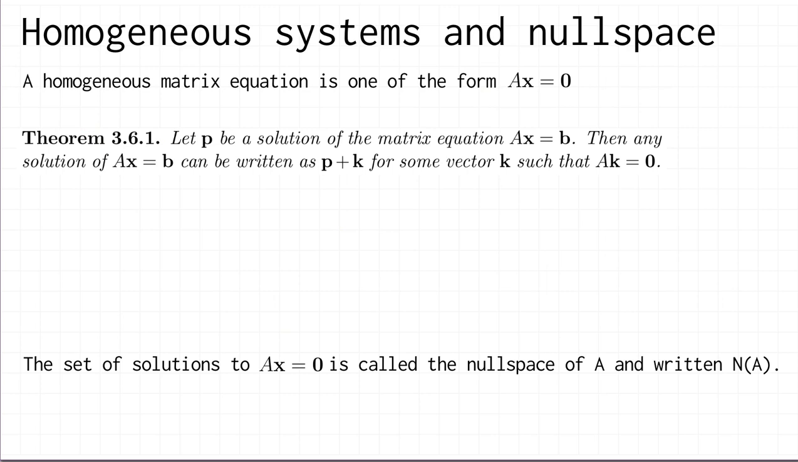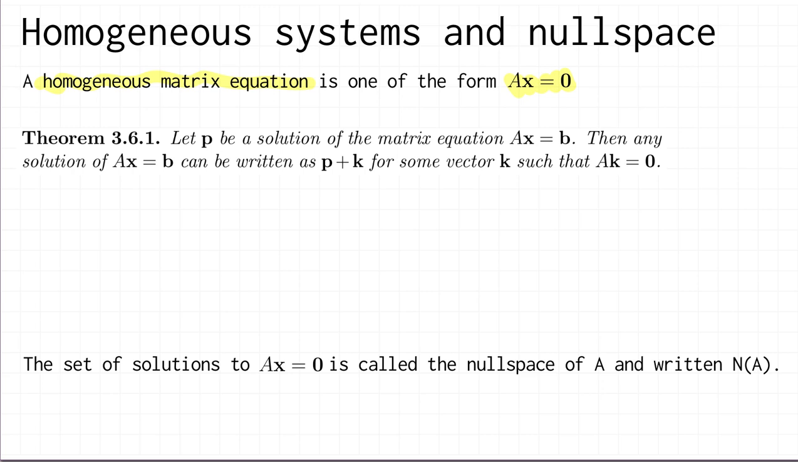So let's now think about a special kind of linear system. The special kind of matrix equation we're going to think about is the one where the right-hand side, so the B in the language of the previous slide, is 0. A homogeneous matrix equation then is one of the form AX is equal to 0. And you'll notice that these always have a solution, because the 0 vector is a solution.